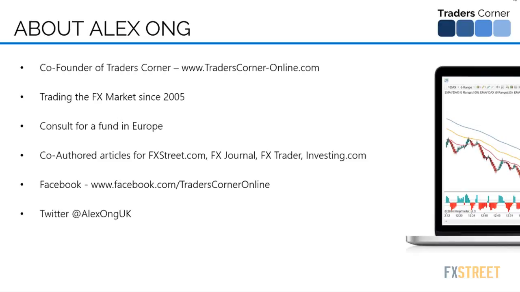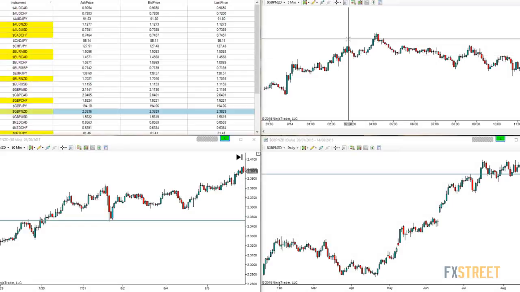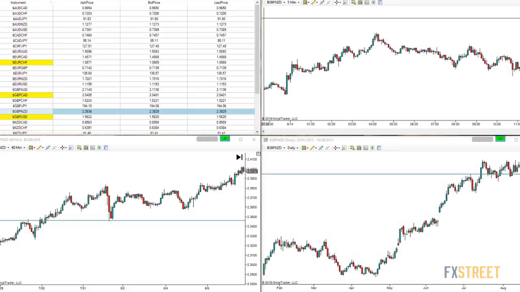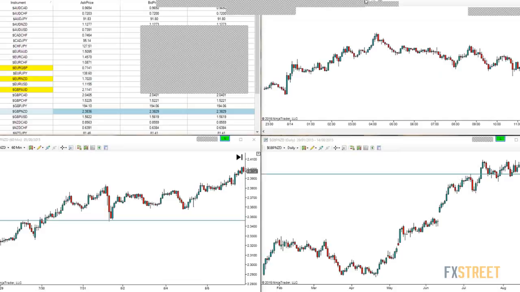Okay. Now that we have all of that stuff out of the way, let's go and take a look at the charts. So first of all, what is support and resistance? In its most basic form, what's support and resistance?